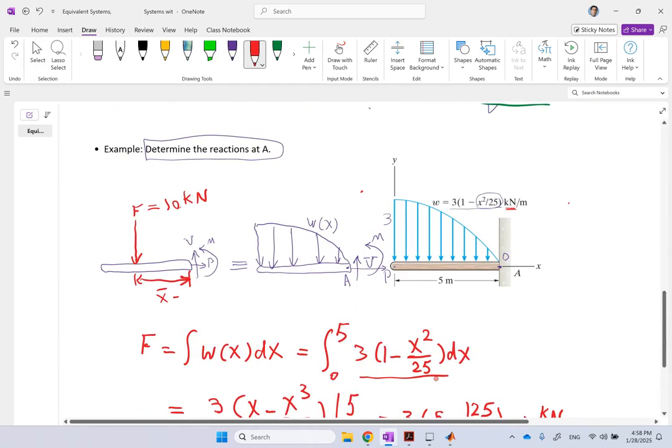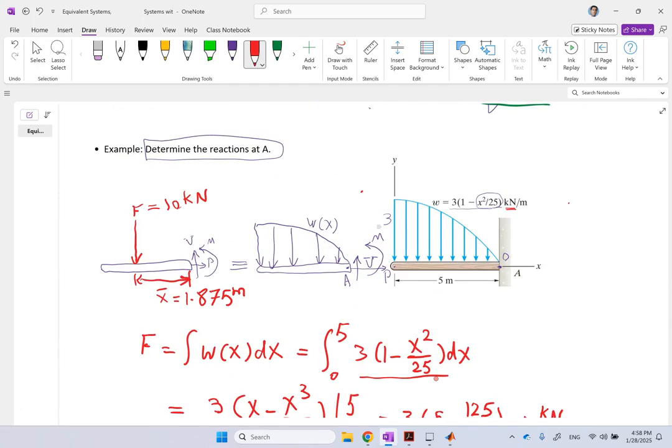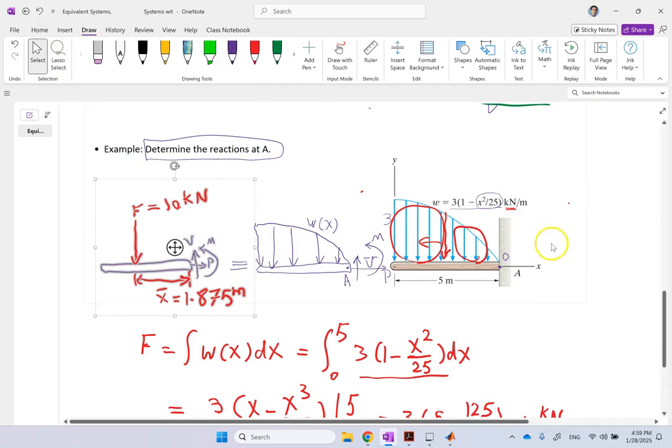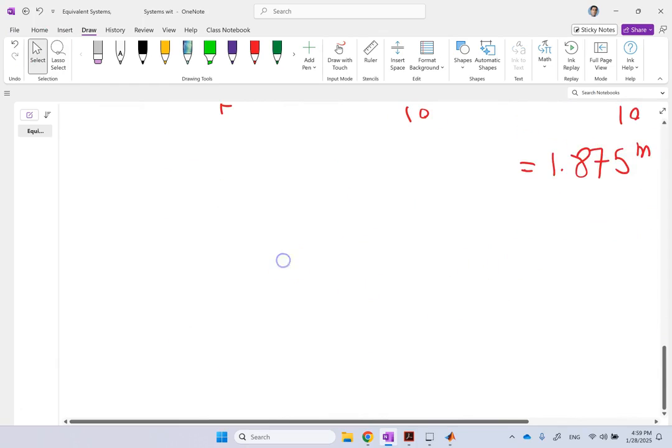Okay, so this distance is 1.875 meters. Clearly it's less than 5, and clearly it's not in the middle. Remember, the middle is 2.5. It's on this side because this side has a bigger area than this side does. So it should be to the left of that and less than 2.5, which it is. So a sanity check says at least the number does not look wrong. Now that I have this system, all I need to do is to literally copy paste this elsewhere and solve for those unknown reactions.